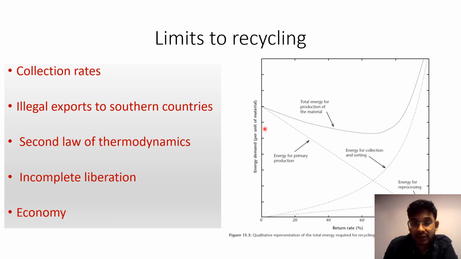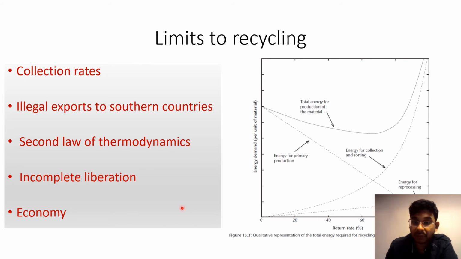See here, for instance, the return rate is basically the recycled content, right? So the percentage of recycled content going into the production of metals is basically the return rate. With an increase in return rate, with more and more material coming from secondary processes, from recycling processes, into the production of, let's say, metals, the energy for primary production goes down. Because of course, if you go to 100% recycled content, you have nothing from primary production, as you could imagine. And then the energy for reprocessing slowly increases.